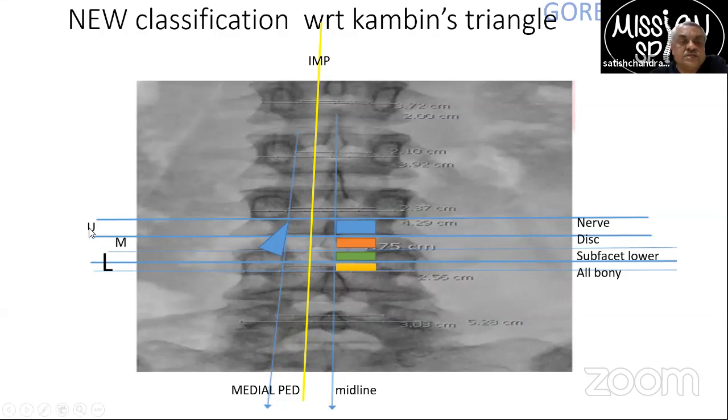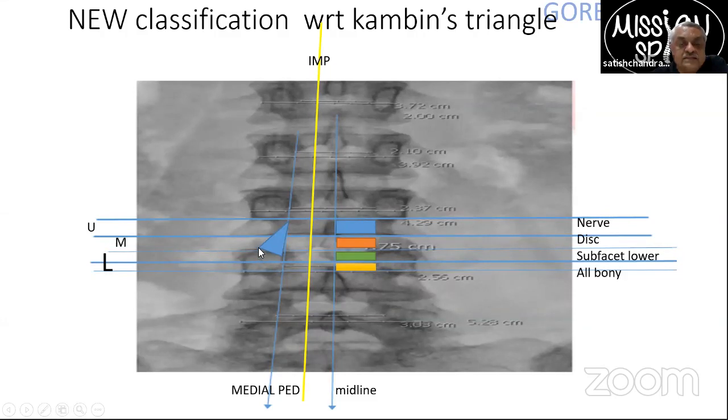Between these two is the U, the upper part of the foramen, which houses the nerve, as written on the right side, and the U is written on the left side of the image. Between the second line and the third line is the disc, which is the orange zone. The nerve zone is the blue zone.